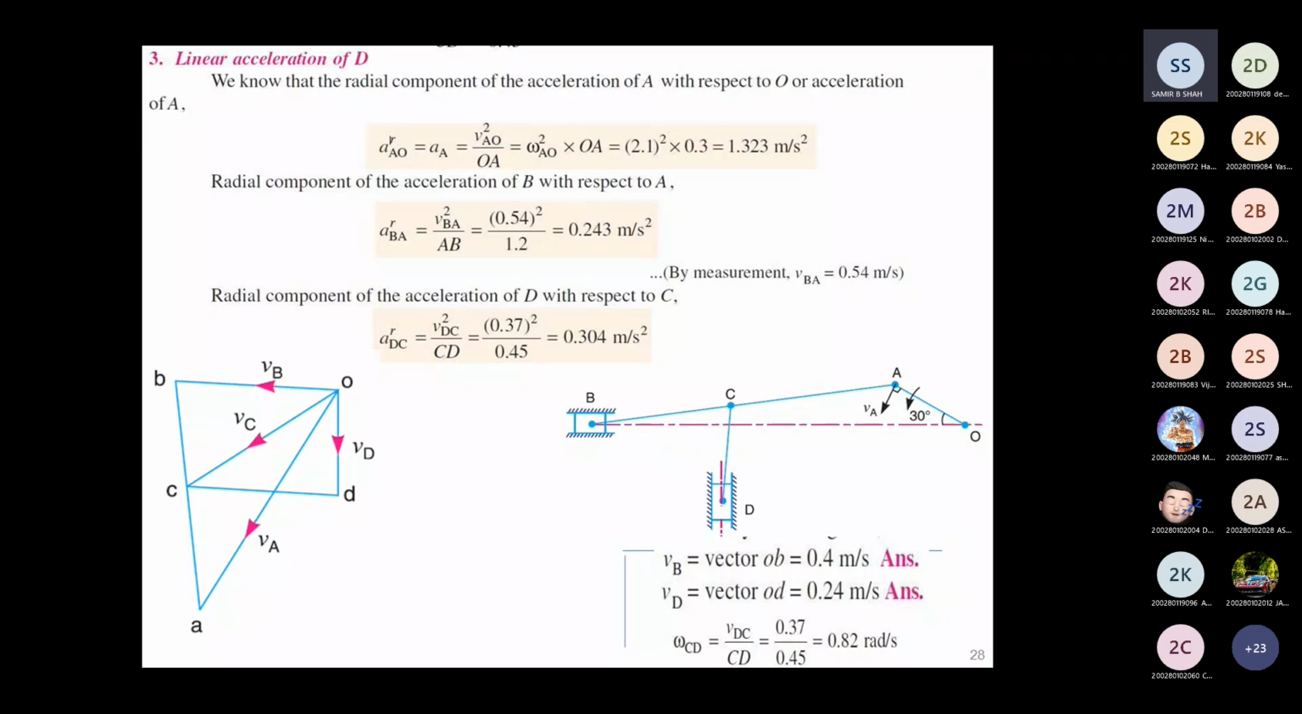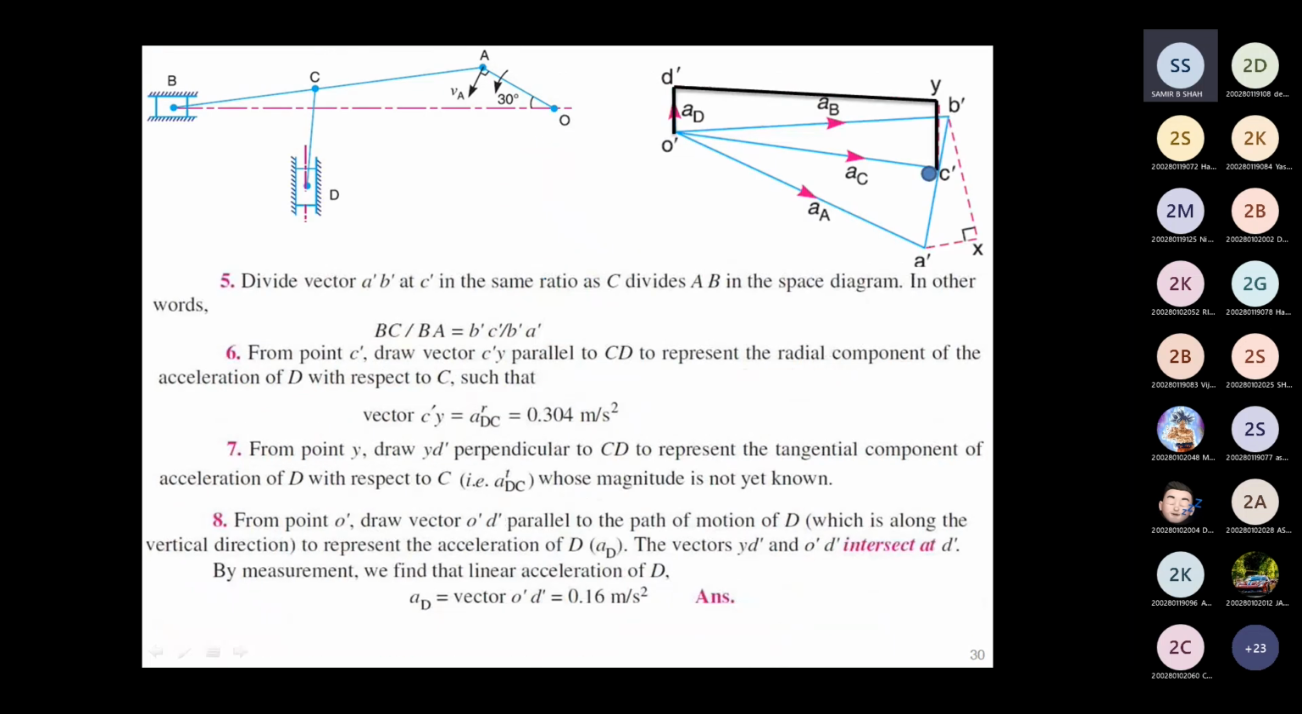So you take this radial part of CD, that is 0.304 meter per second square, and draw it from point C, parallel to CD. Now from that point, what do we have to do? We have to draw the tangential part, which is perpendicular to this line. So we have to draw the perpendicular line.